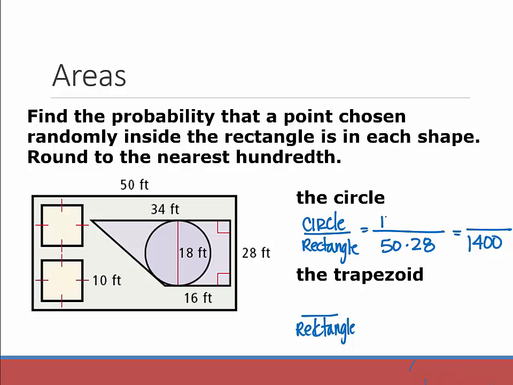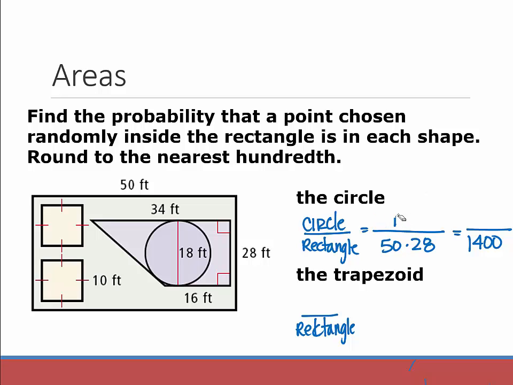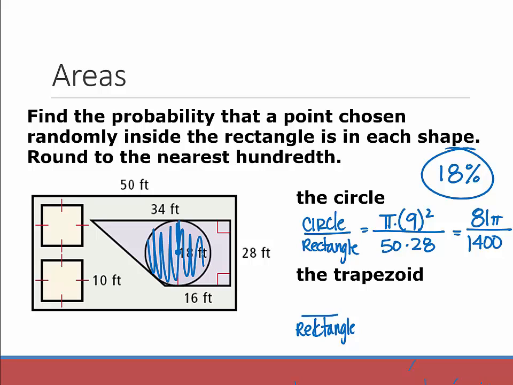Now the circle, remember the area is pi r squared. And my radius is not 18. My radius is only 9. So pi times 9 squared, or 81 pi. Because remember, radius is just half of that. So if you do 81 times pi and divide that by 1400, you get about 18% of the time, if you throw a dart totally at random, that you would end up inside the circle.